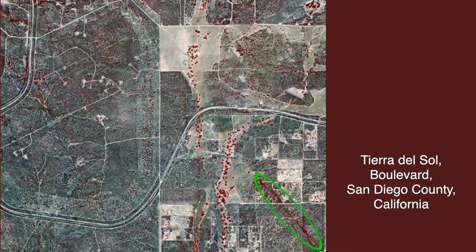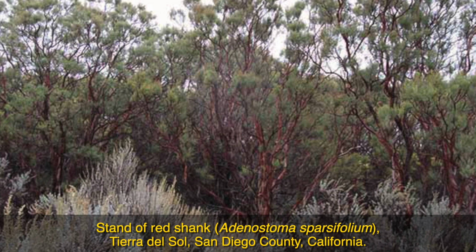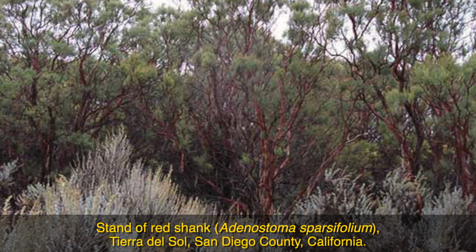Also shown on the bottom right is a tightly packed upland linear forest of red shank, Adenostoma sparsifolium, which is fed by water exfiltrating through a fracture in the underlying rock.